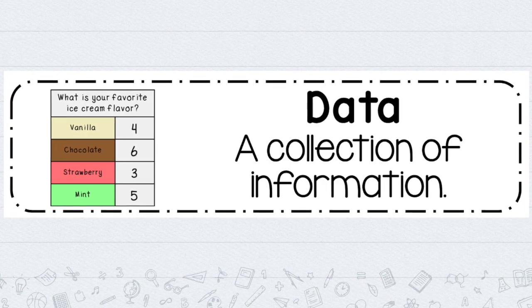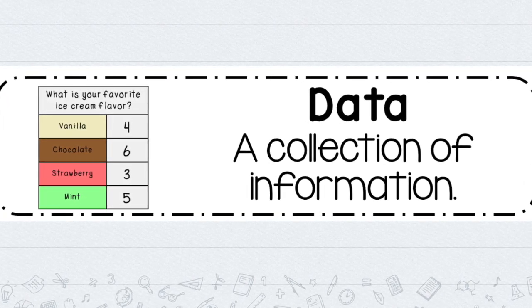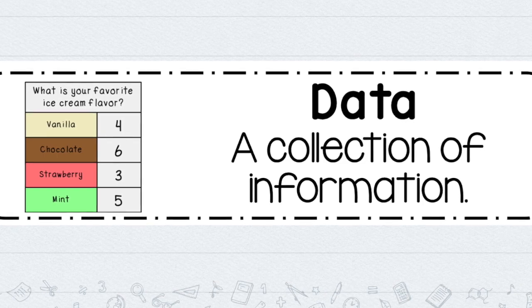Well, a graph is a way to show and compare data. And that's our first vocabulary word. The word data means information. It's just a fancier way to say information. And we just reviewed that a graph is something that I use to show or compare data. So I use a graph to show or compare information.